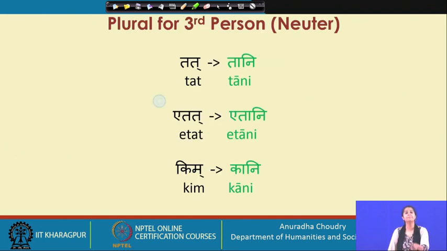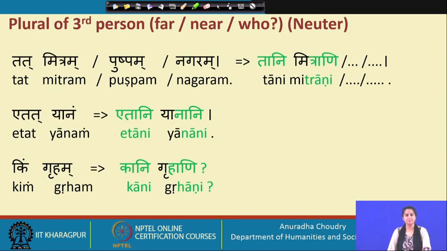Great. Nagaram, nagarani. Go back. Nagaram, nagarani. Lovely. Moving on. Etat, yanam, yanam is a car, will become etani, yanani. Uttamam. The next one, question, kim griham, which house, kani grihani, again, because of the r that is there, grihani.